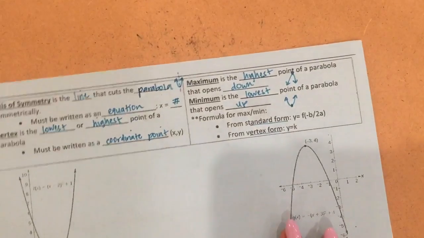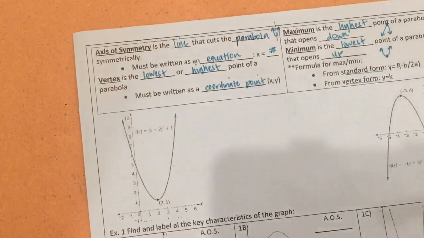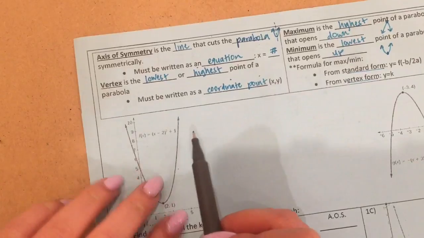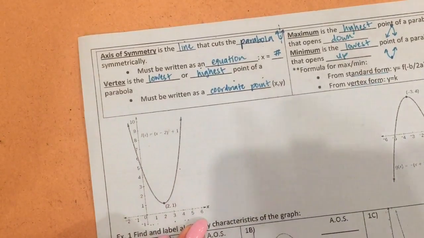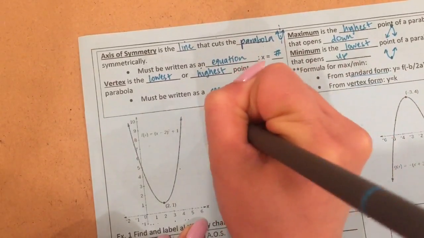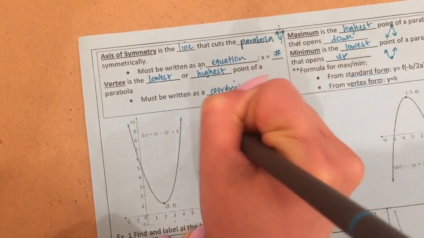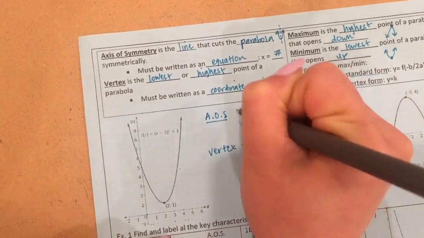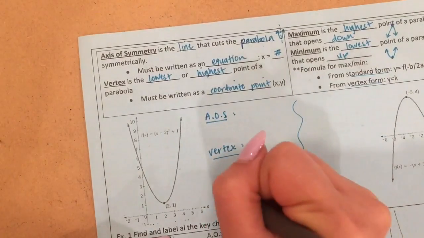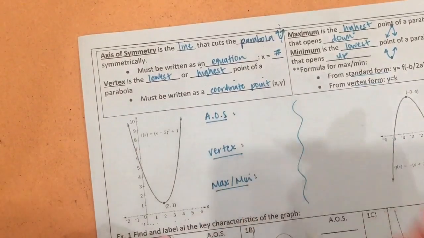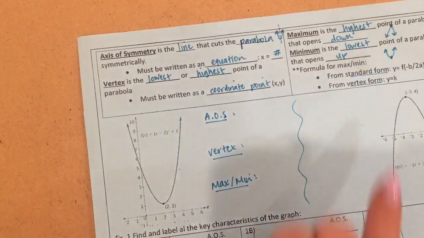All right, so let's go ahead and take a look at an example. Look at this one right here. Here is a parabola with the equation f of x equals (x minus 2) squared plus 1. I want to label the axis of symmetry. I want to label the vertex. And I want to label whether it's a max or a min, and what the y value is equal to.